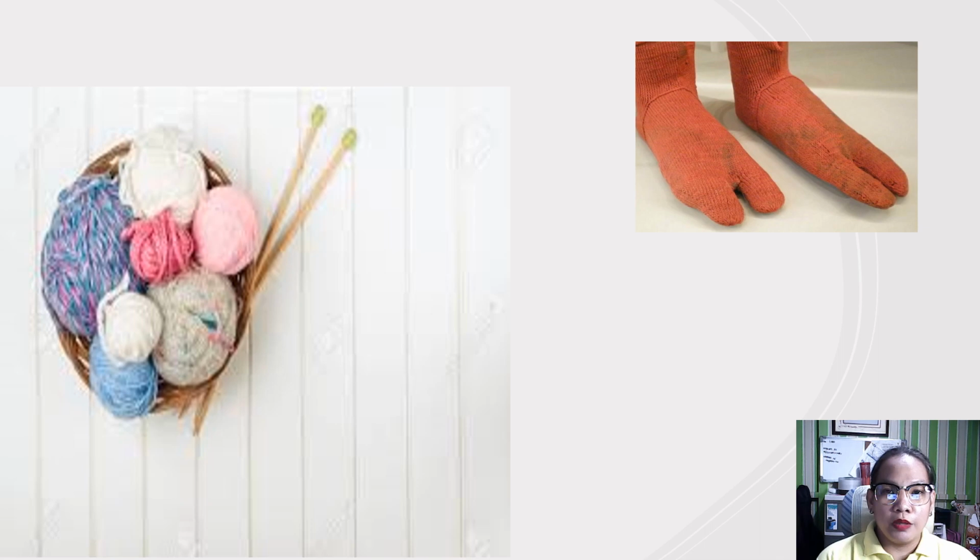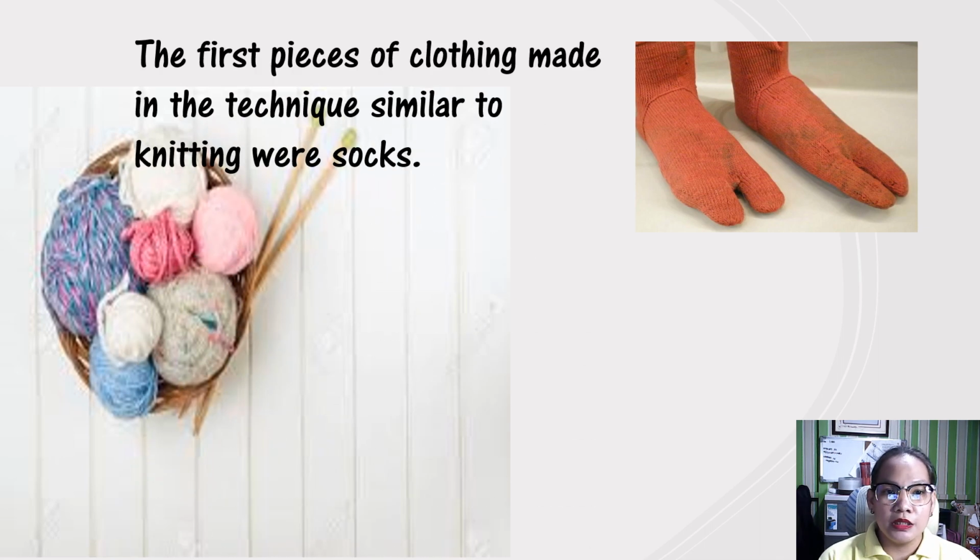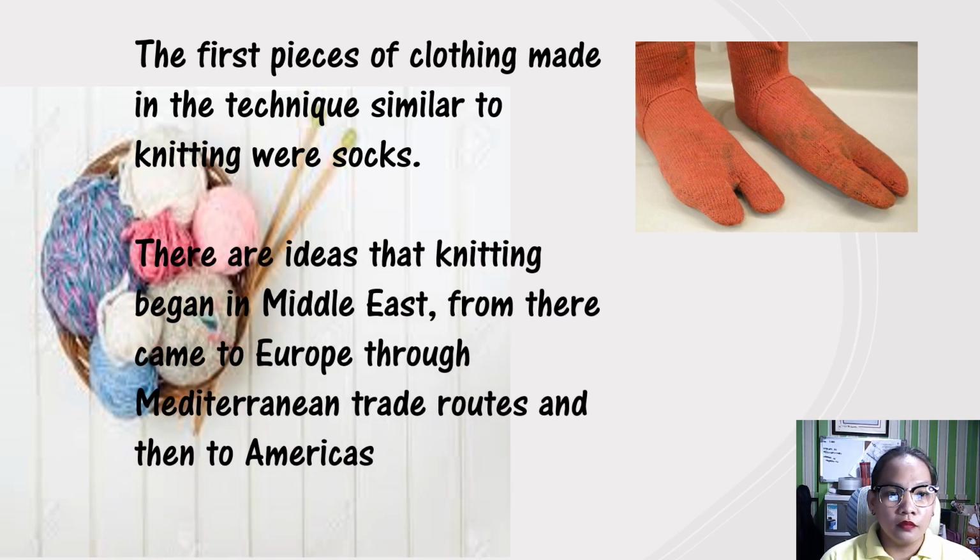As you can see in the picture, this is the first piece of clothing made in a technique similar to knitting, an Egyptian sock. So there are ideas that knitting began in the Middle East. From there it came to Europe through the Mediterranean trade routes, and then after that went to America.